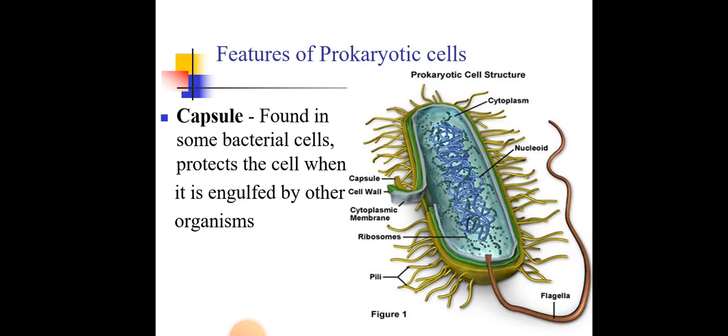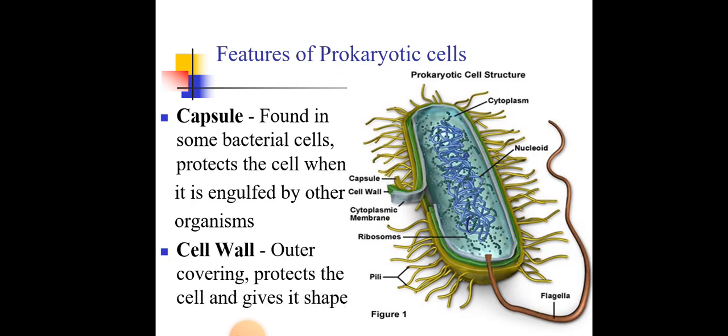I'm sorry for the background noise which is happening. Next is the cell wall. That cell wall is called peptidoglycan. Bacteria have peptidoglycan, and it can be gram positive or gram negative. You are going to learn this when you go through higher levels of biology. There is another layer called the outer membrane layer protecting that. So the cell wall is an outer covering that protects the cell and gives it a shape, just like the cell wall of plants, which are eukaryotic cells.